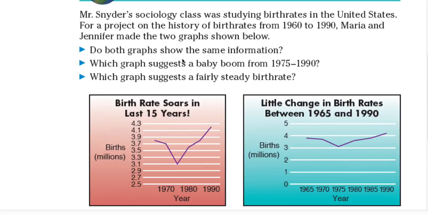Do both graphs show the same information? Which graph suggests a baby boom from 1975 to 1990? When you talk about a baby boom, it simply means a dramatic increase in birth rate from 1975 to 1990. Which graph suggests a fairly steady birth rate? These three questions we can answer by just looking at those two graphs.